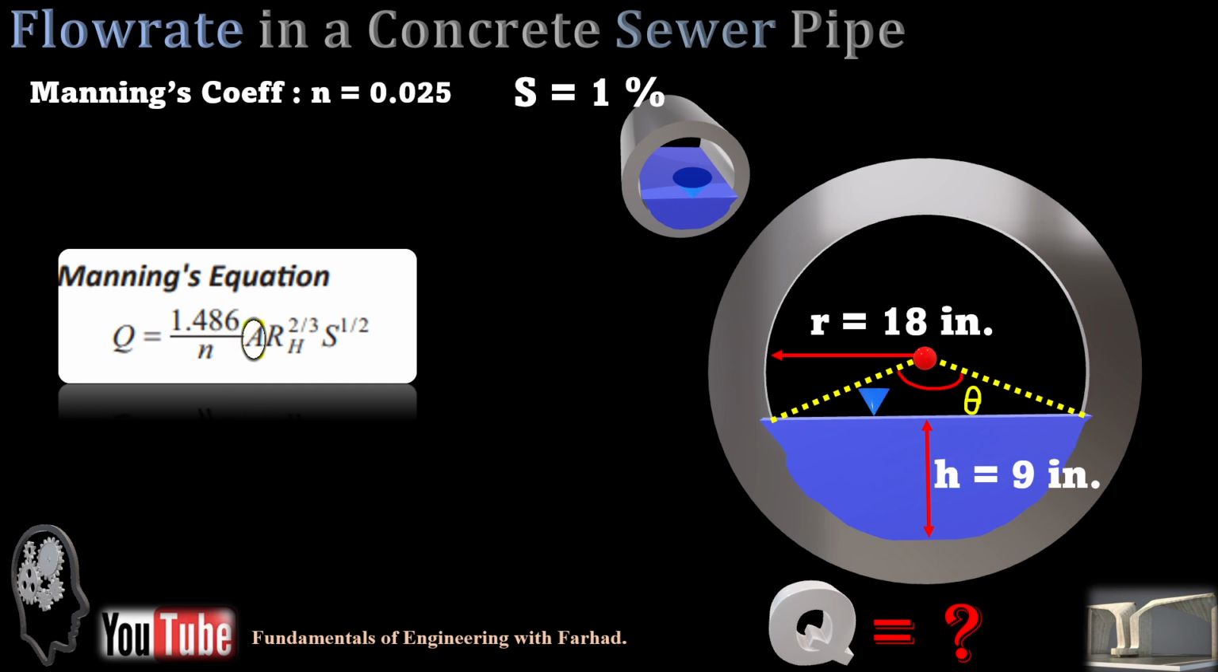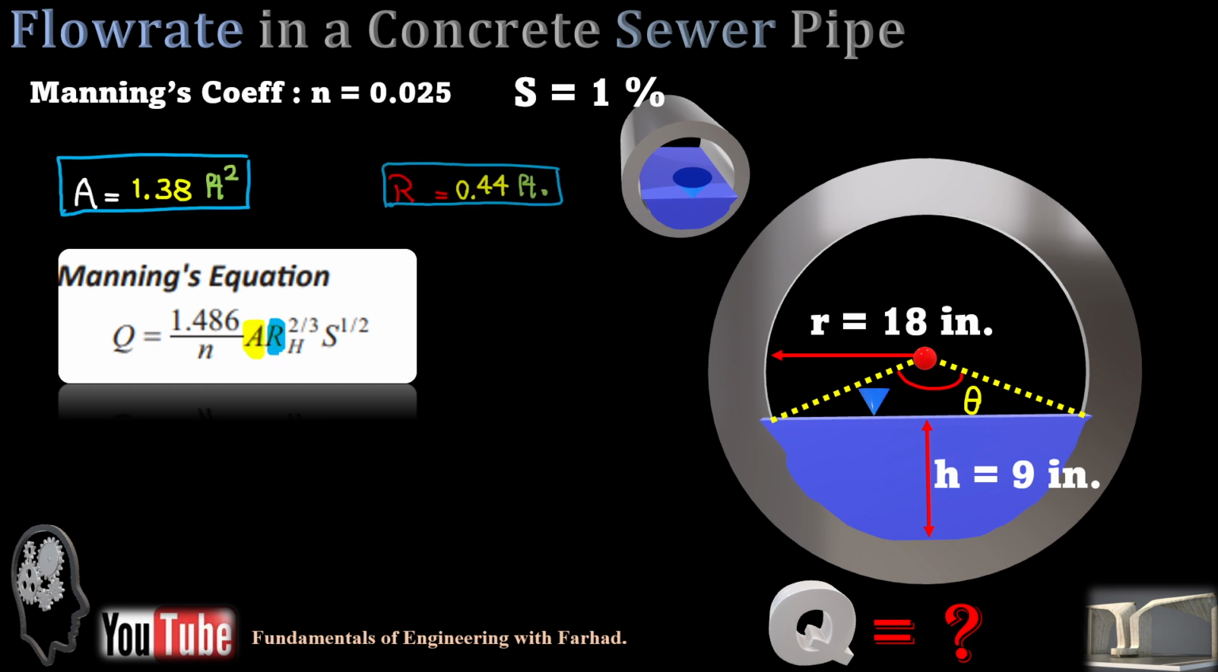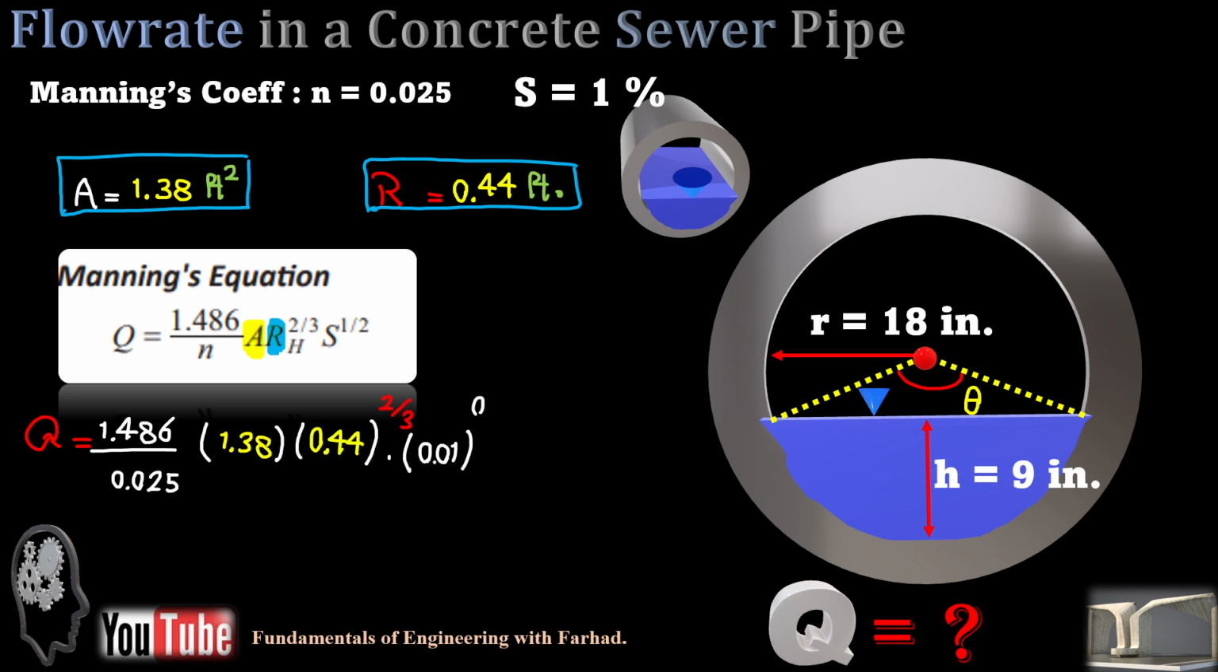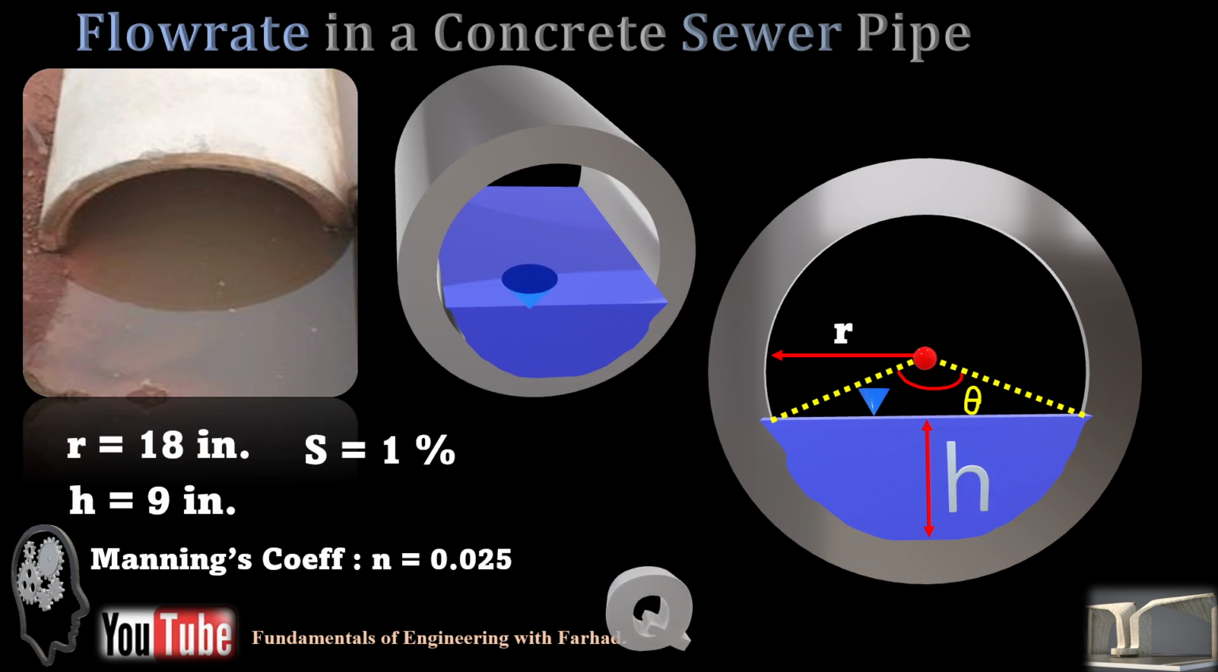Now we have all the components in Manning's equation. A is 1.38 feet squared, R is 0.44 feet. Manning's coefficient is provided in the problem statement, and the longitudinal slope is 1%, so that's here to the power of 0.5 in Manning's equation. If you do so, it gives you a discharge of 4.75 cubic feet per second. So the flow rate in our channel with this specification is 4.75 cubic feet per second.